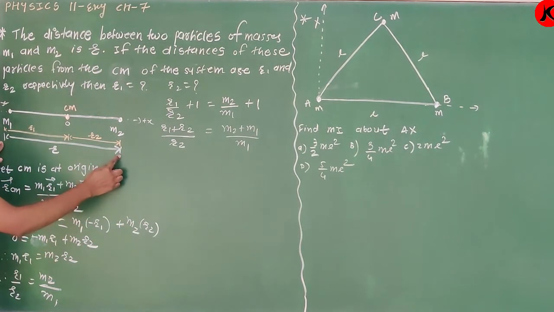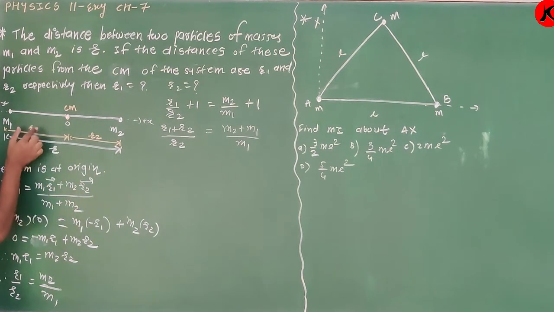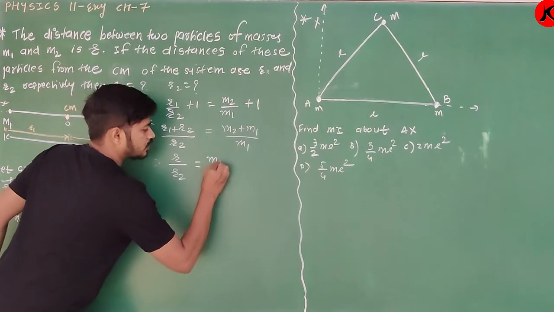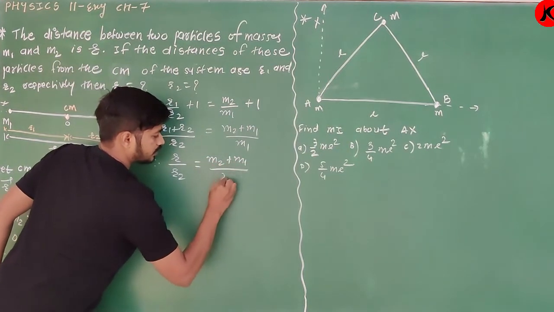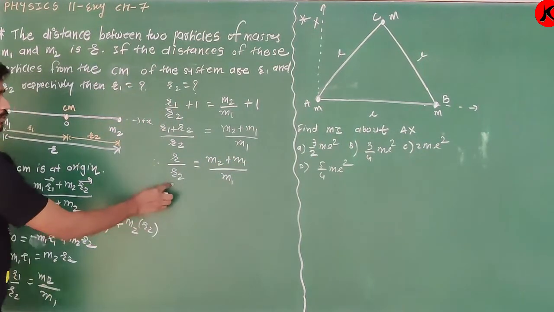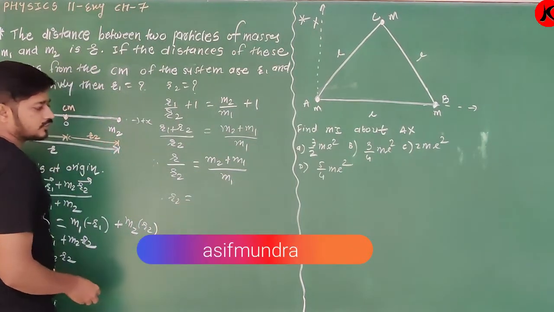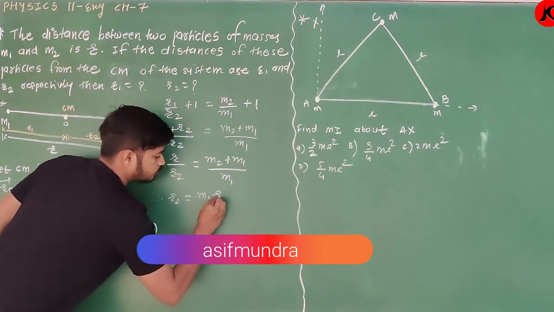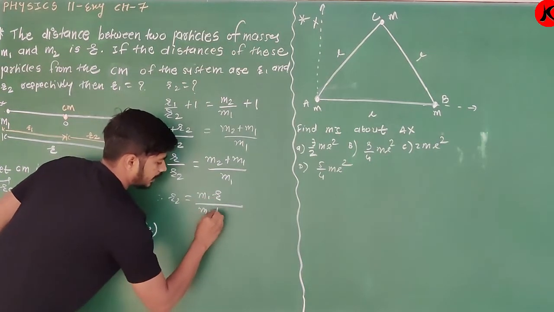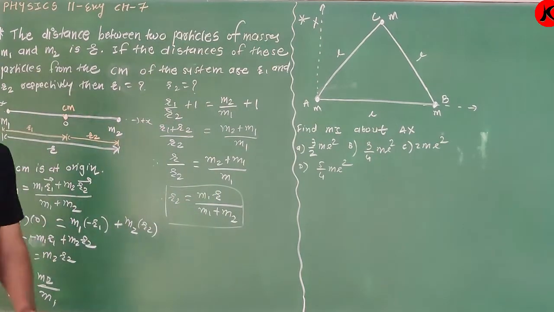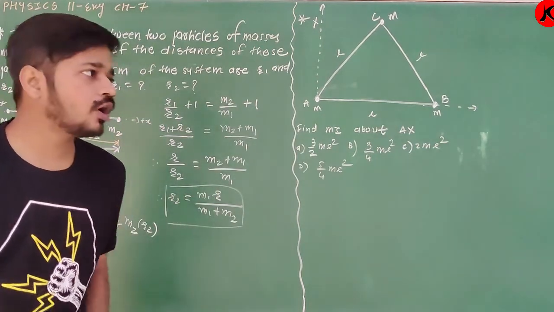Distance between m1 and m2 is r, and if you take the addition of r1 and r2, it is nothing but r. So here I can write that therefore r upon r2 is equal to m2 upon m1 divided by m1. Now make this r2 the subject. So r2 is equal to m1r upon m1 plus m2. It is the equation of r2. Simple.